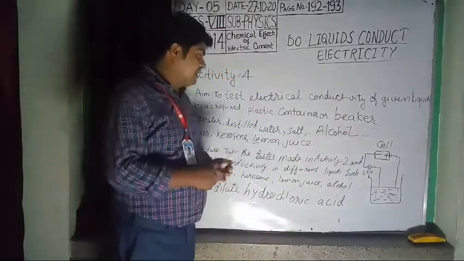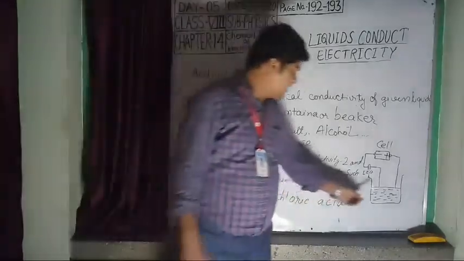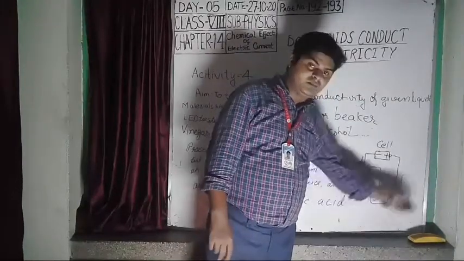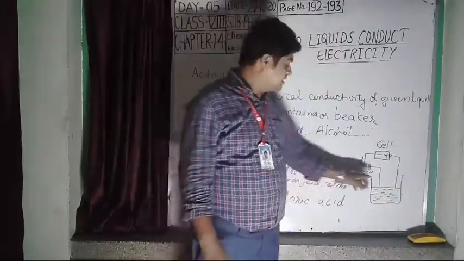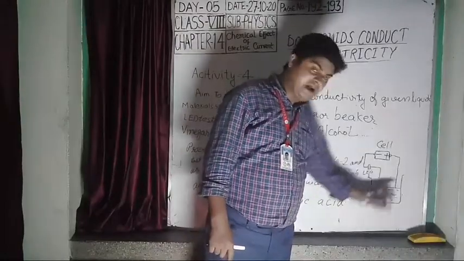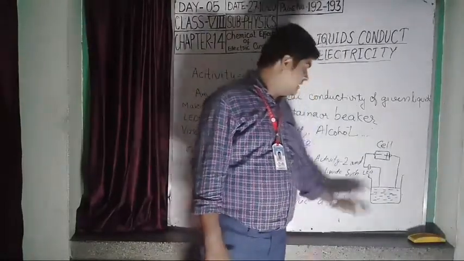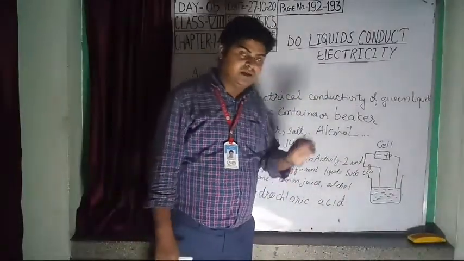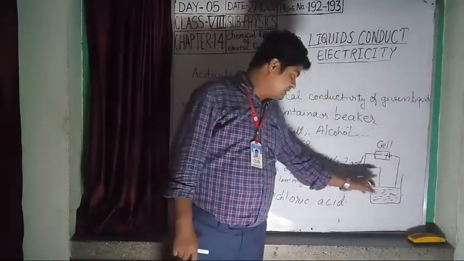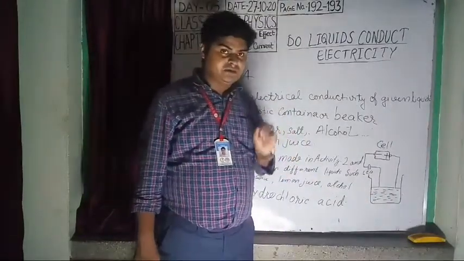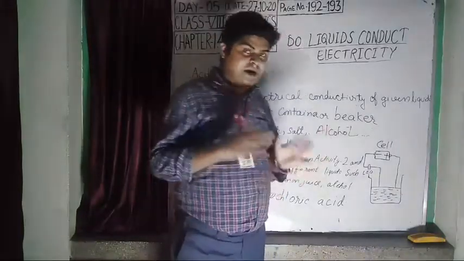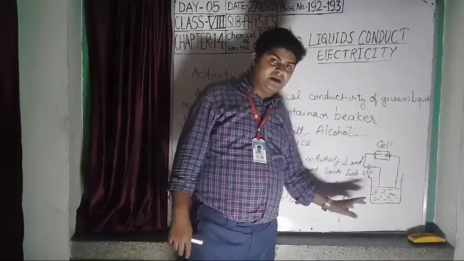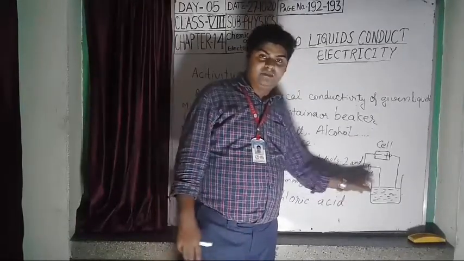First of all, you will take vinegar. Take some vinegar in the beaker, and the free ends of both wires will be dipped in the vinegar. Then check whether the bulb glows or not. The bulb glowing is compulsory. I have told you that vinegar is a good conductor of electricity, so it allows electric current to pass through it. So the LED bulb glows in this experiment, and you will write there: yes, LED bulb glows.